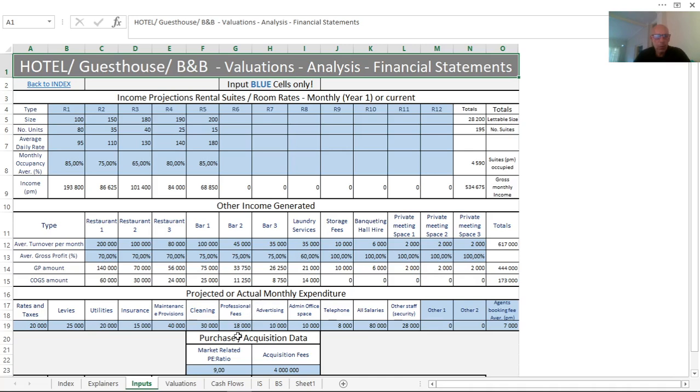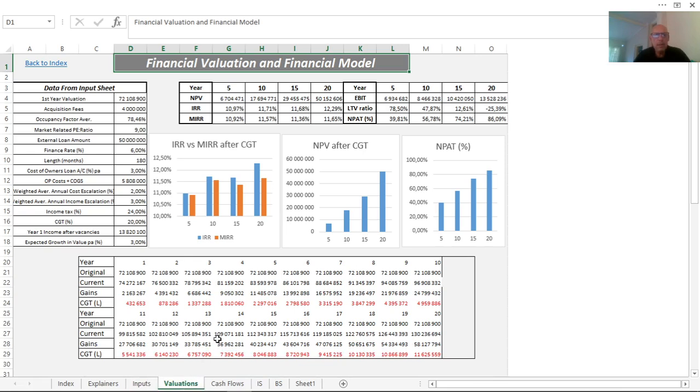So from here, we can go and look at your valuations and what it means to you. This is the data carried forward from your input sheet for your convenience, so you can see exactly what's there. We've got net present value, internal rate of return, and modified internal rate of return from 5 to 20 years. So you can immediately see the performance of that particular hotel or guest house with that particular valuation, all data you can change by just going back to the input sheet.